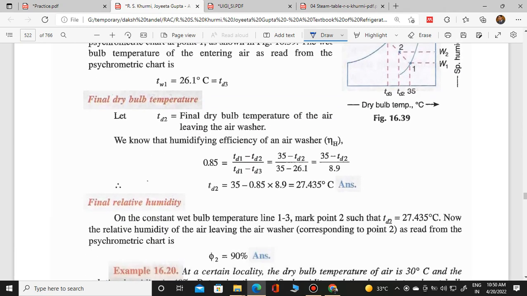So let us check that answer. So here 27 point, this is our right answer, and here you can see RH, 90%. So this is how we can solve the numerical.